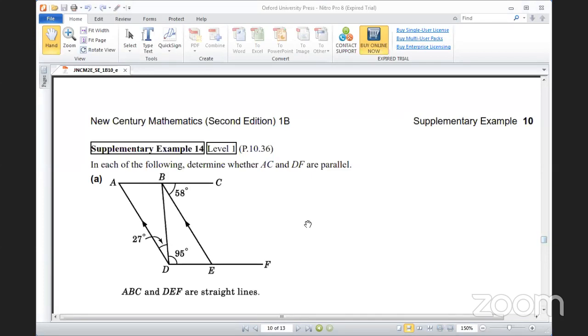Right. Let's take a look at this one. Part A first. Now, determine whether AC and DF are parallel. If you look at this diagram, a pair of parallel lines is given. This part: AD is parallel to BE. Usually, I will try to look at what kinds of information I can get from the diagram.